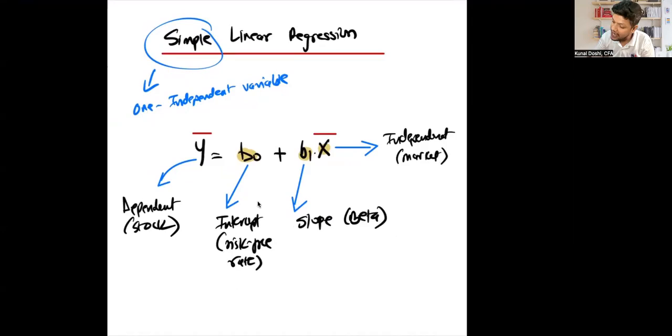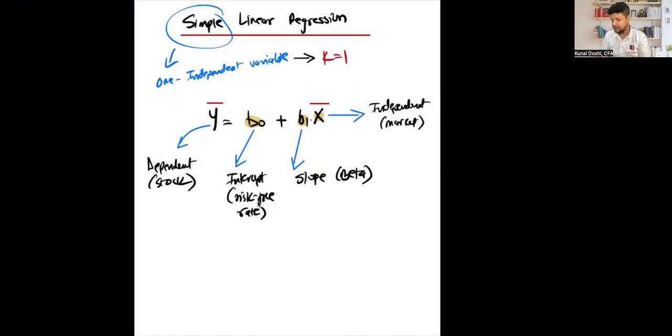Here, how many independent variables do I have? One. Therefore, how many slopes? This slope is denoted by the letter K. Slope is 1. In simple linear regression, there is only one slope. Understood? This is what our topic is.